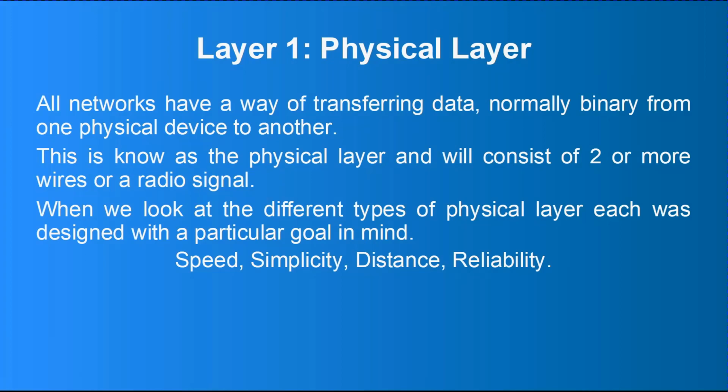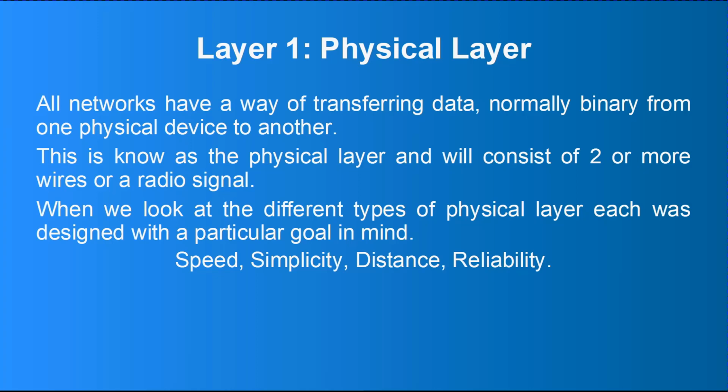All networks have a way of transferring data, normally in binary form, from one physical device to another. This is known as the physical layer and will consist of 2 or more wires or a radio signal. When we look at different types of physical layer, each was designed with a particular goal in mind: speed, simplicity, distance, reliability.